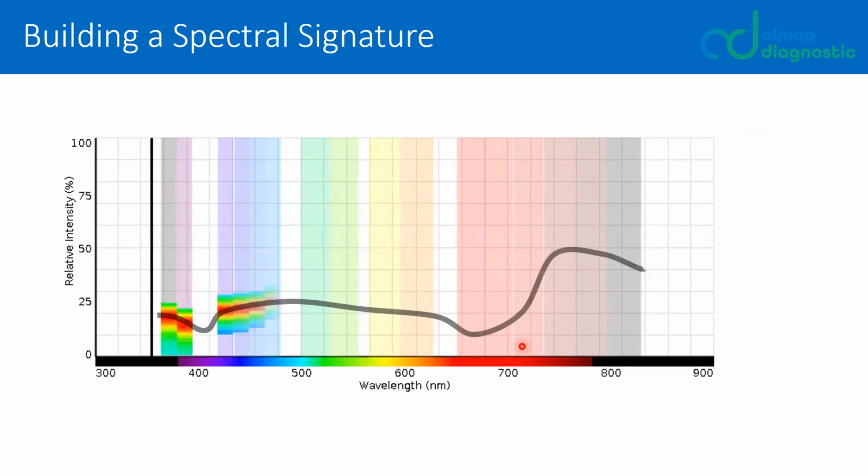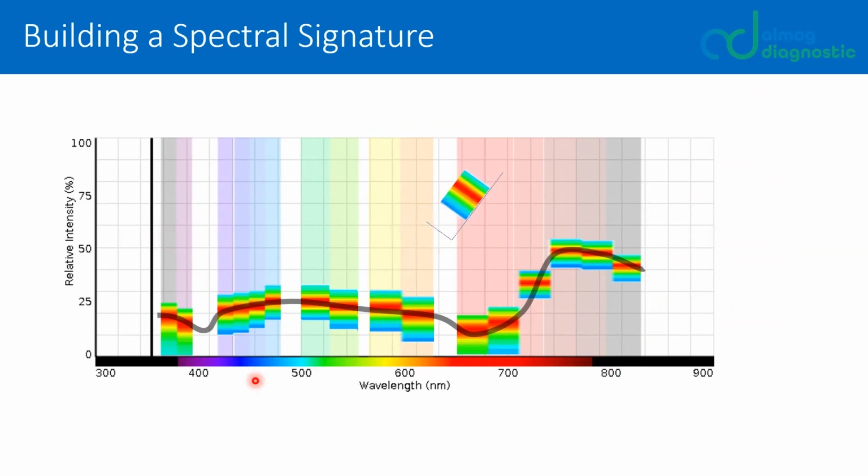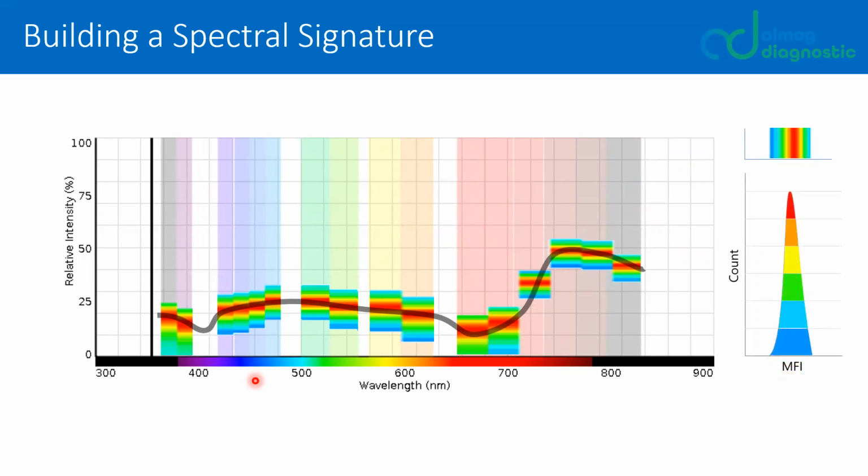Let's take a closer look at how the spectral fingerprint is built. You can see the emission signal in each and every detector. In this example, we have 16 detectors, just taking the UV laser as an example. To understand this better, we'll pull out just one of those channels, and looking at the top-down view of a regular count histogram, you can see that the red area has the most counts, meaning the most dense population, and the blue has the fewest counts.